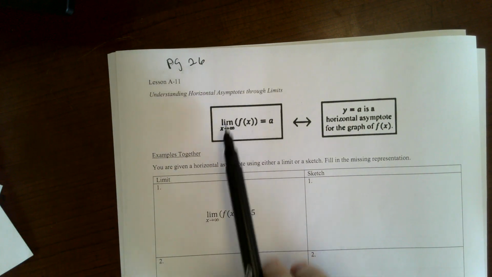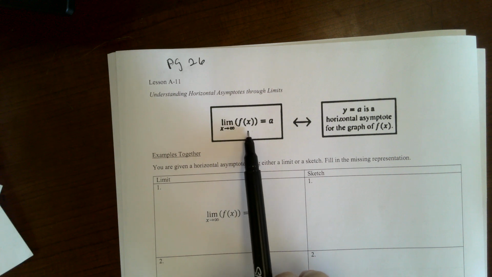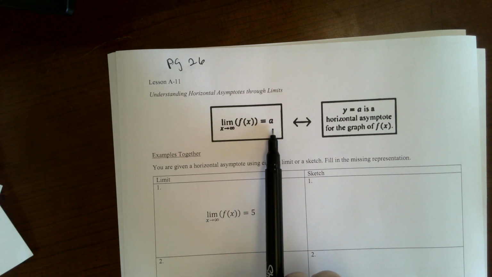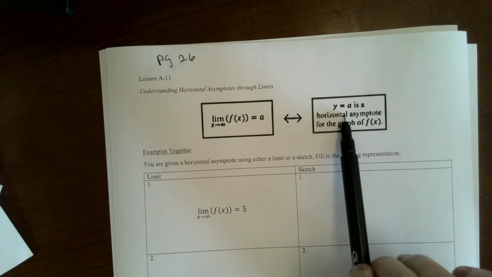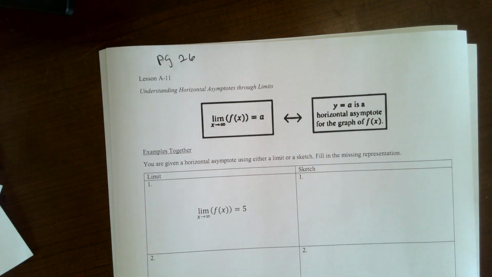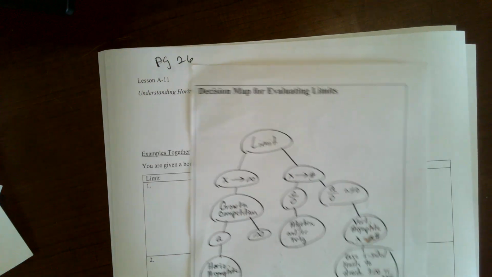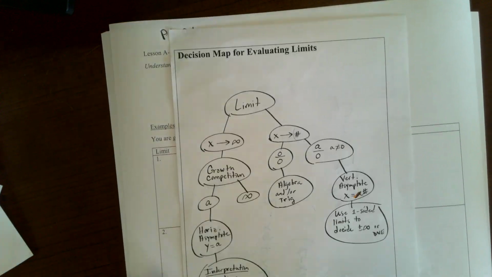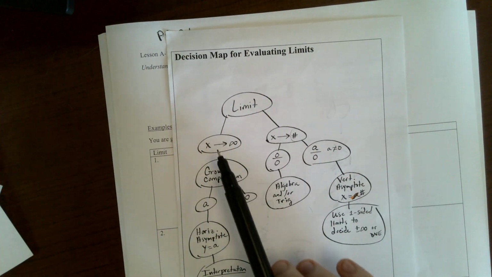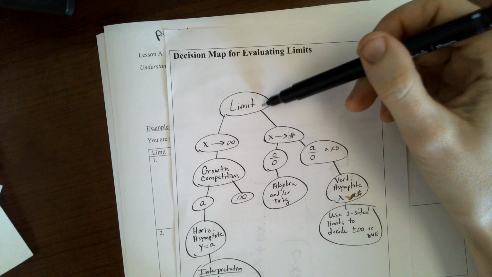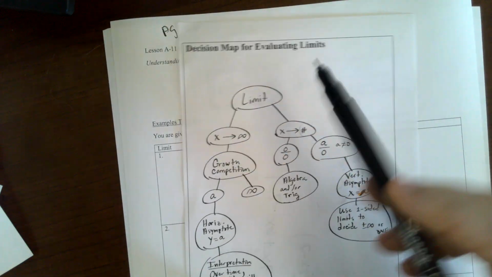Okay, so if the limit as x approaches infinity of f of x gives you a, that's going to happen if and only if y equals a is a horizontal asymptote for the graph of f of x. Okay, so that is why if you look at your decision map, there's a branch here where x is approaching infinity. So we're seeing this part for the first time. We've been only doing this stuff.